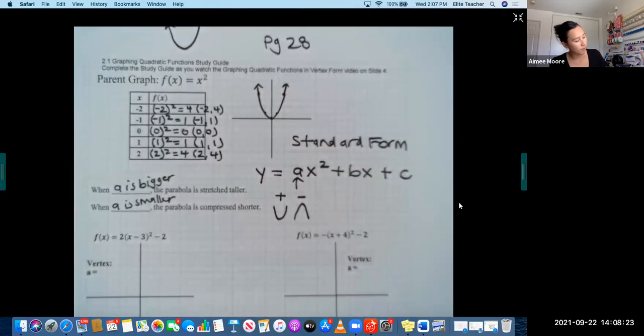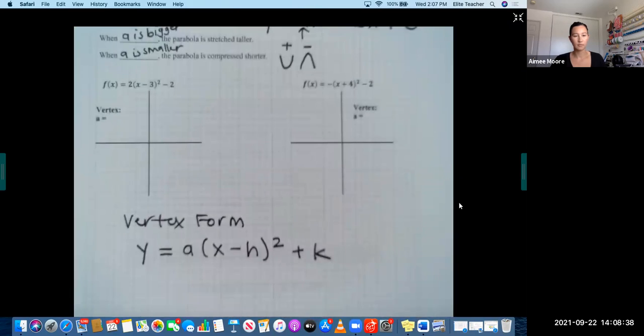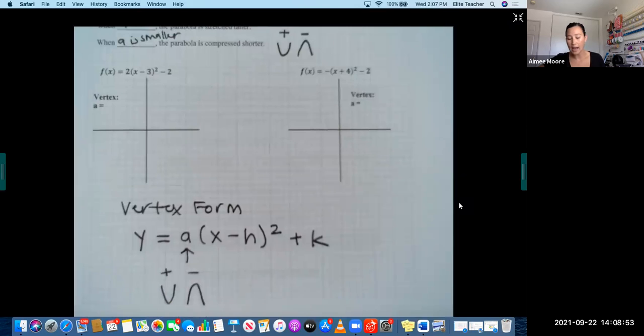And then there's what we call vertex form, which says y equals a times x minus h squared plus k. And A is still going to tell us the stretch and if it opens up or down. So if A is positive, it opens up. If A is negative, it's going to open down.